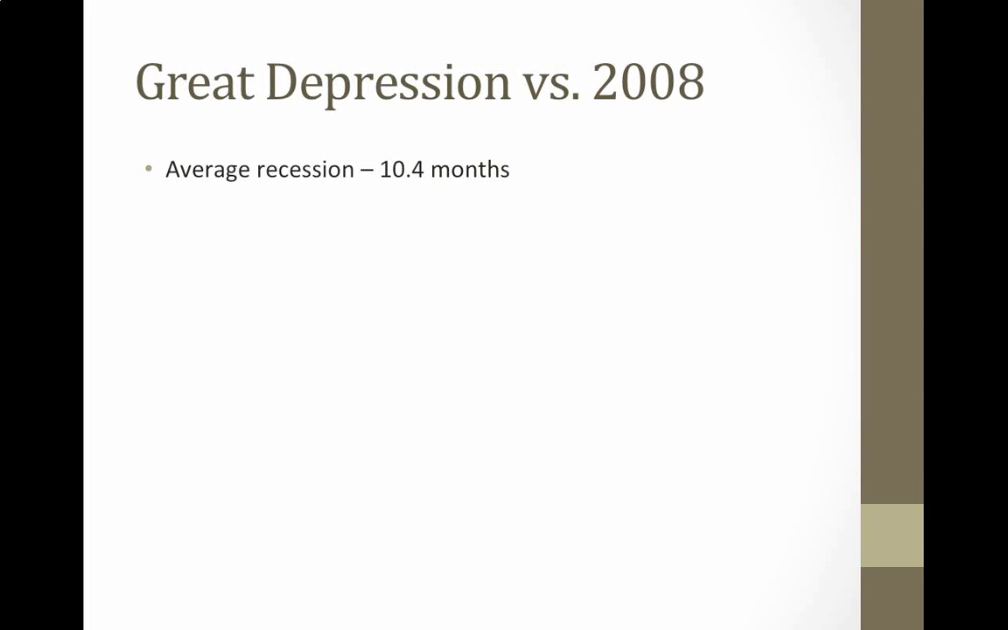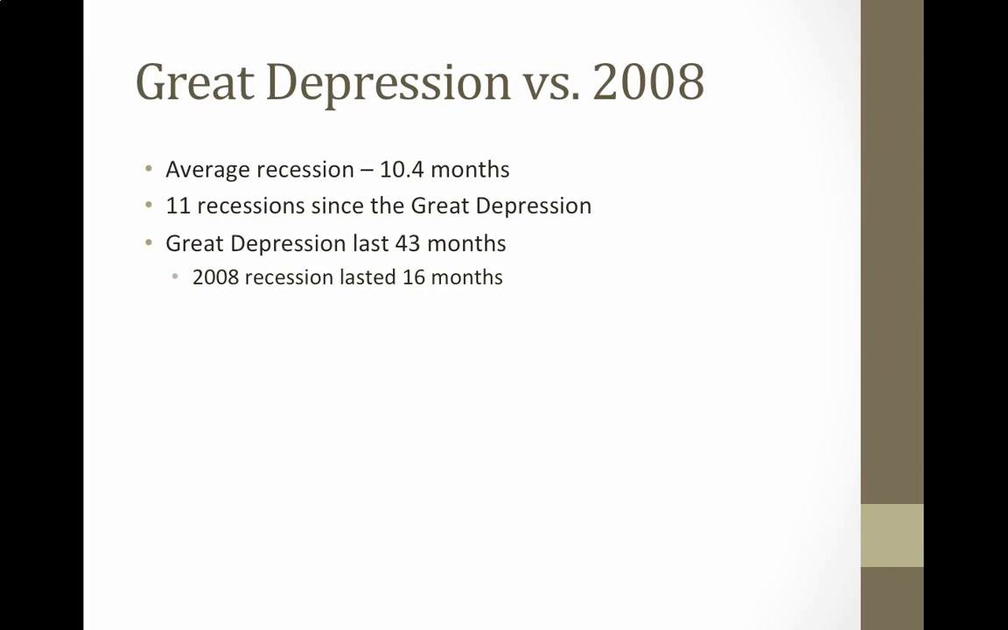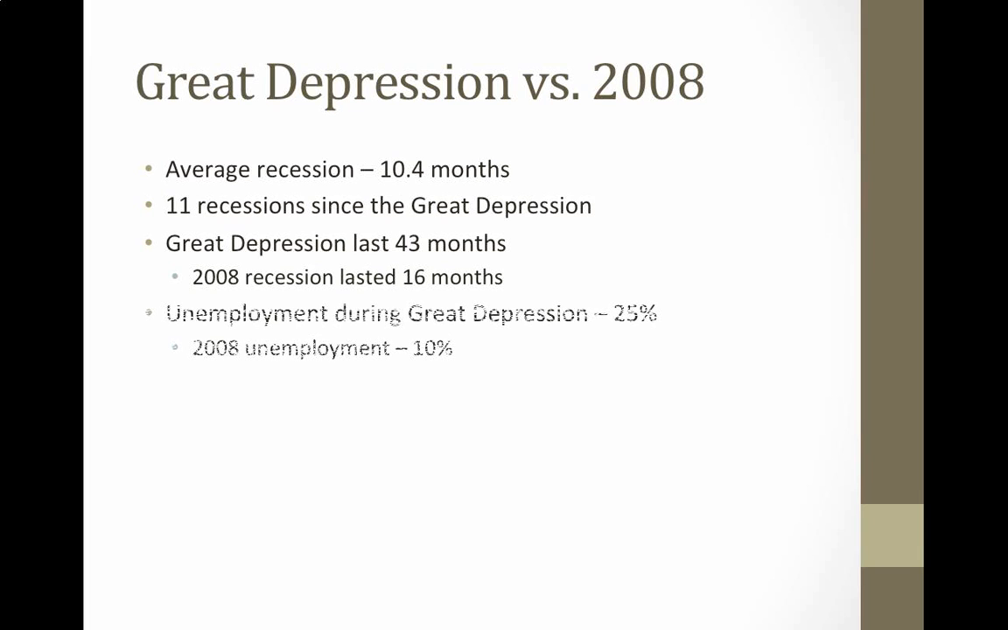A little comparison about depressions and recessions. An average recession lasts for 10.4 months, and we have had 11 since the Great Depression. The Great Depression itself lasted 43 months, and then the depression in 2008 only lasted for 16 months. And then unemployment during the Great Depression was 25%. Unemployment in 2008 actually only reached 10%.